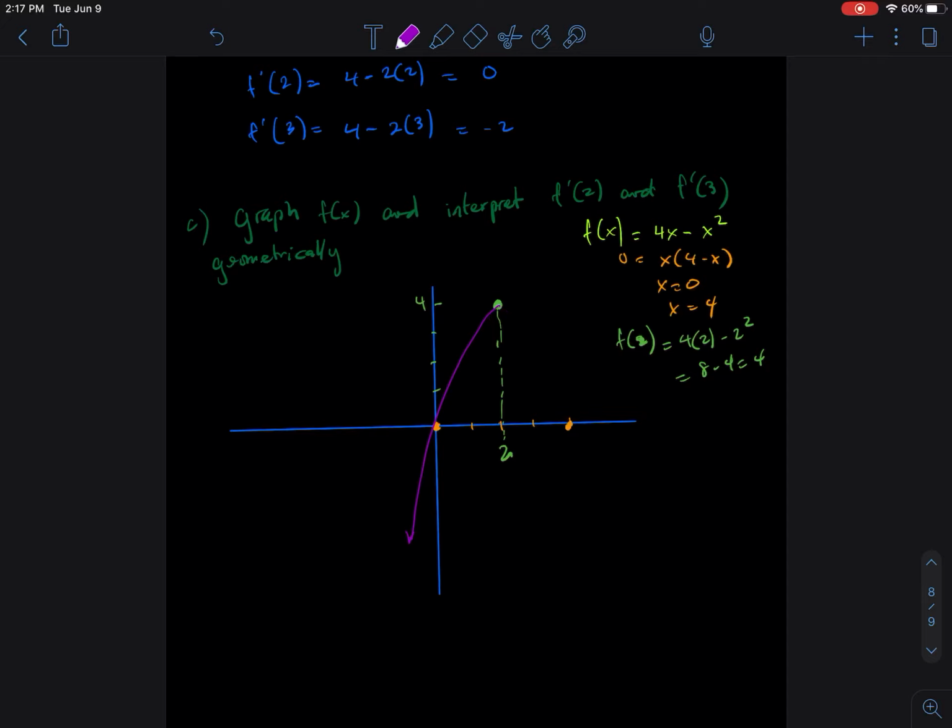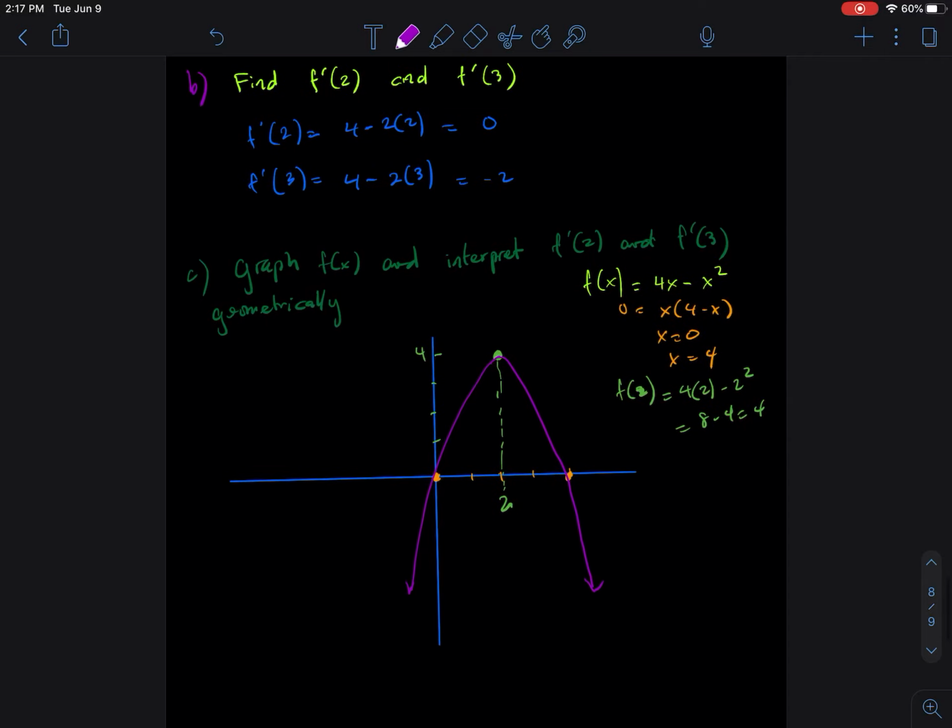That doesn't look so good, so I'm going to go ahead and try that again. Okay, there it is. So that is the graph of 4x minus x squared.